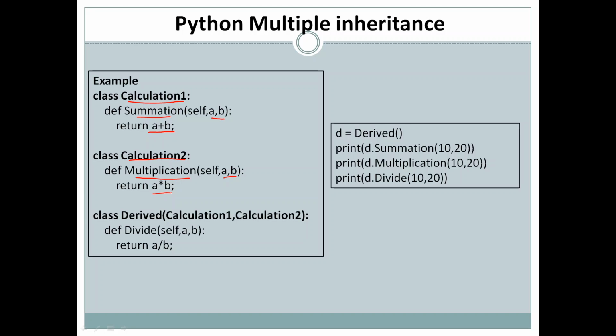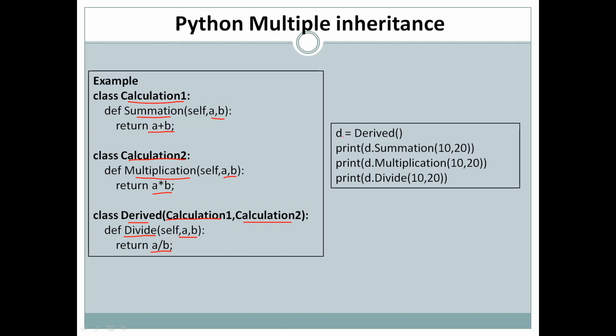Even this is taking 3, or you can say 2 arguments, a and b, and it is returning the multiplication of those arguments. Now we have a class, that is Derived, and this Derived class is inheriting both the classes, that is Calculation1 and Calculation2. That means the Derived class is having properties of both Calculation1 and Calculation2. So you can see Derived is having the methods summation and multiplication. The Derived class also has its own method, that is divide, and even this is taking 2 arguments and it is returning a by b.